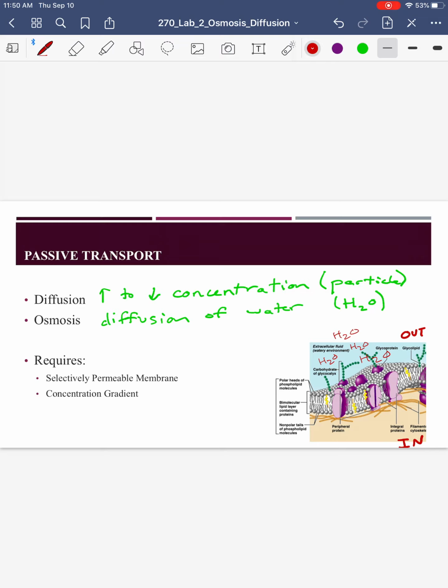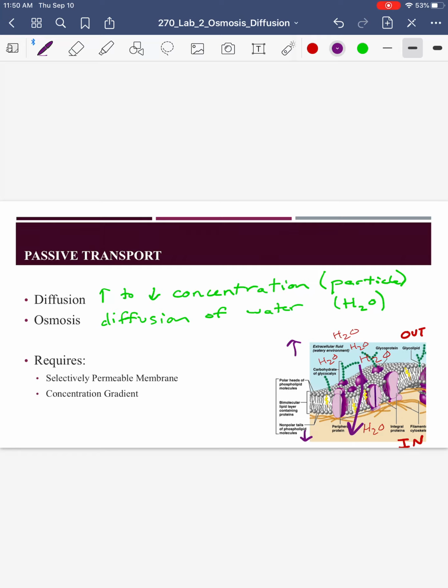If I have 1, 2, 3, 4 water molecules on the outside and only 1 water molecule on the inside, well, guess what? There's a higher concentration gradient outside and a lower concentration gradient on the inside. So water will diffuse from high to low.